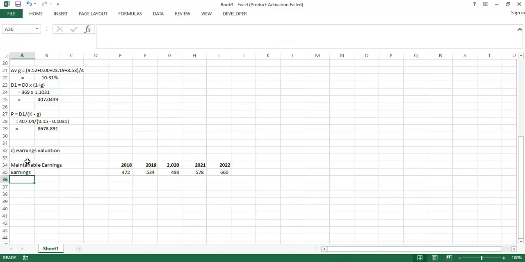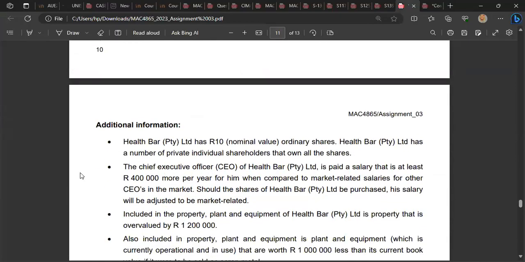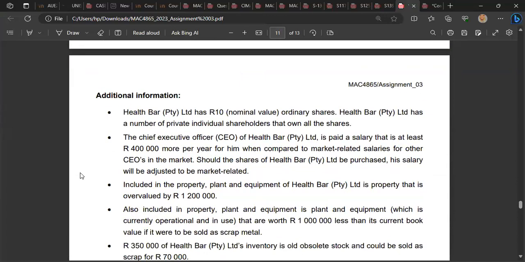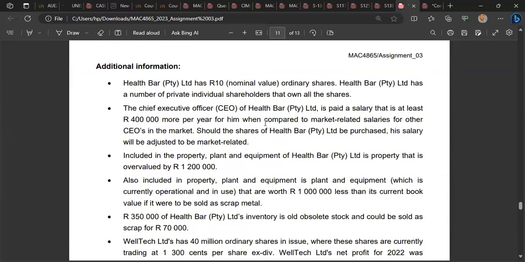So let's go back to the scenario now. We want to look for the spikes and make adjustments there. As we're reading through, there's one adjustment that I already picked up. The chief executive officer of HealthBar is paid a salary that is at least 400,000 more per year when compared with the market related salary. So we want to make an adjustment on that one. Why so? Because should the shares be purchased, his salary will be adjusted to be market related.